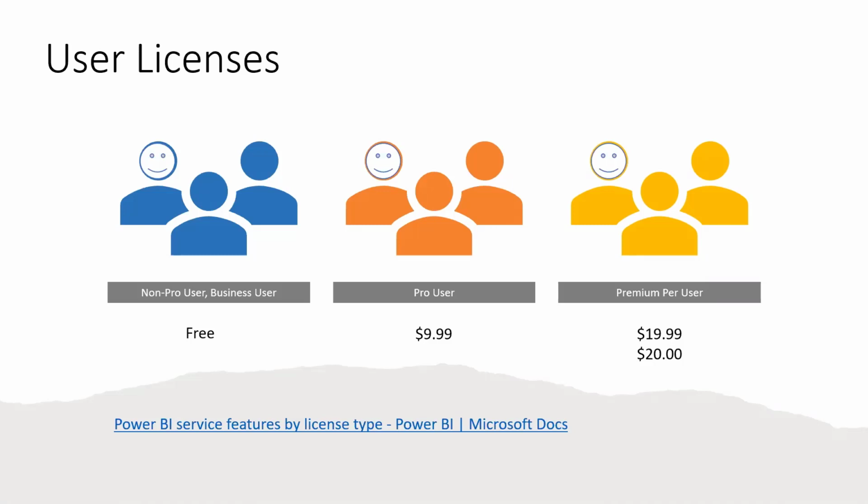Now, the newest kind of license is the Premium Per User. It's an additional $10 on top of a pro. It gives you access to certain premium features. So if you don't have a premium capacity, I'm going to show this in more detail later, but if you want to get access to some of the features, one option is to go with this Premium Per User account instead of the Pro account.